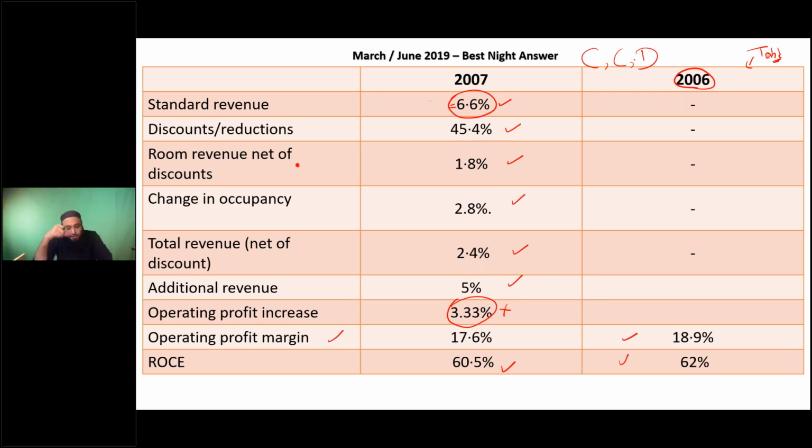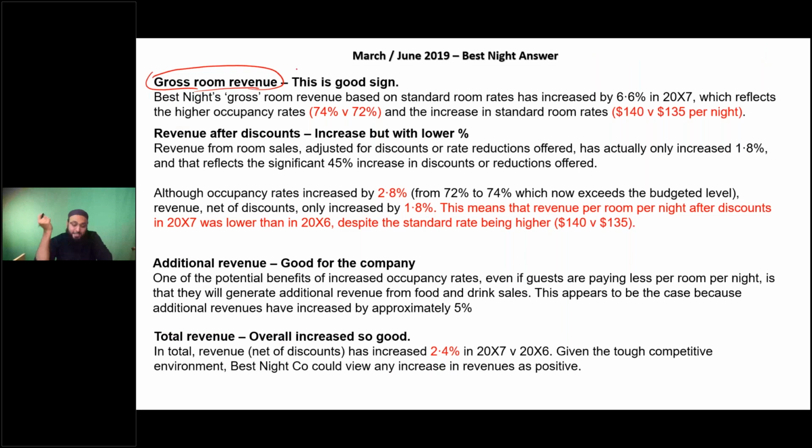Now calculation done, comment. Is 6.6% good or bad? So when I ask, you also reply to me. Is this 6.6% good or bad? So it's a good one. This is the comment. It's a good sign, right? Okay. So it's a good one.